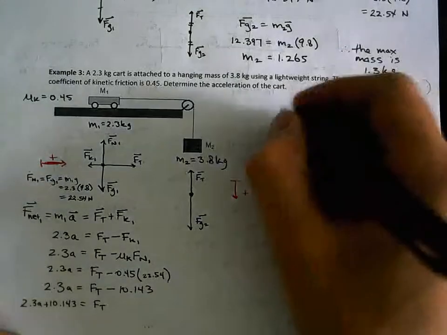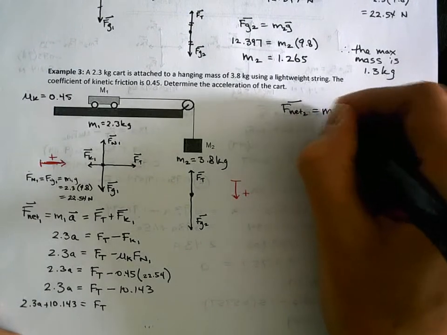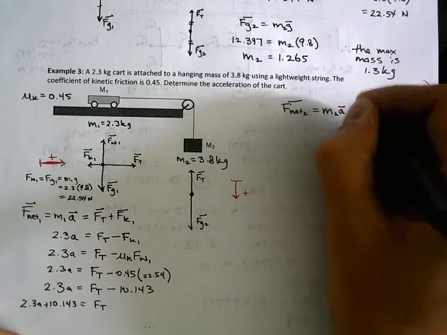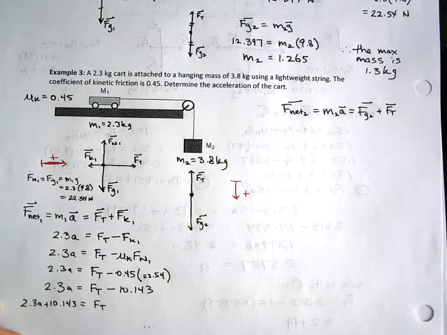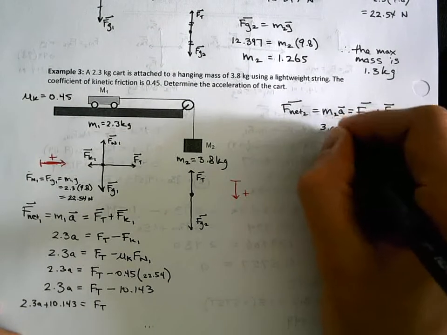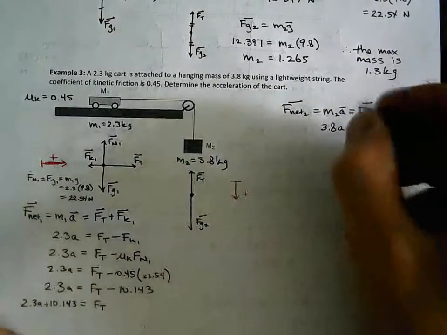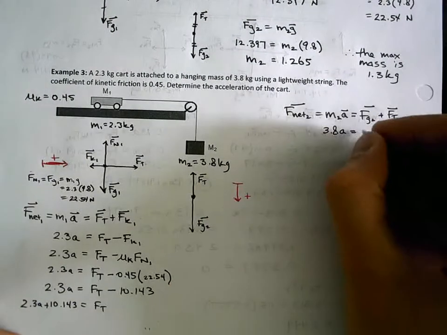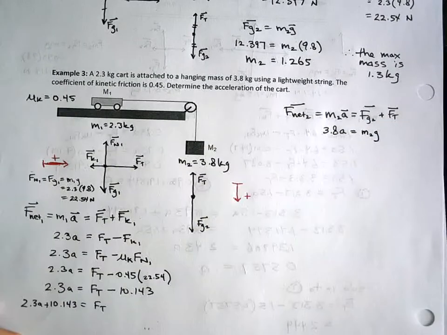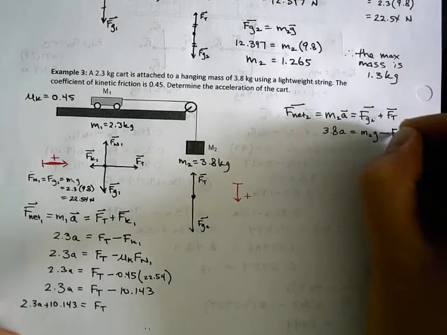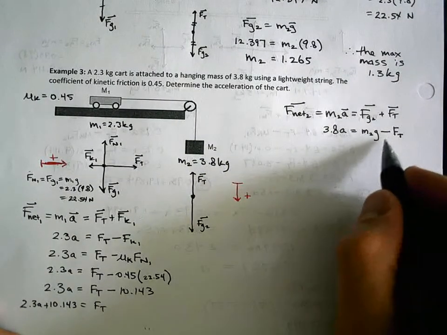Why don't I do that up here? I'll have a bit more space. F net 2 is equal to mass 2 times acceleration, which is equal to Fg2 plus Ft. That's just adding up all the vectors. Now I can do some directions. So I have 3.8a. I know a is downward, which I've defined as positive. The pulley just changed that direction. Then Fg2 is going to be m2 times g. I can figure that out easy enough. And the tension is upwards, so it's negative. So it's negative Ft. We don't have an arrow because this is now a magnitude, which I've assigned a direction.